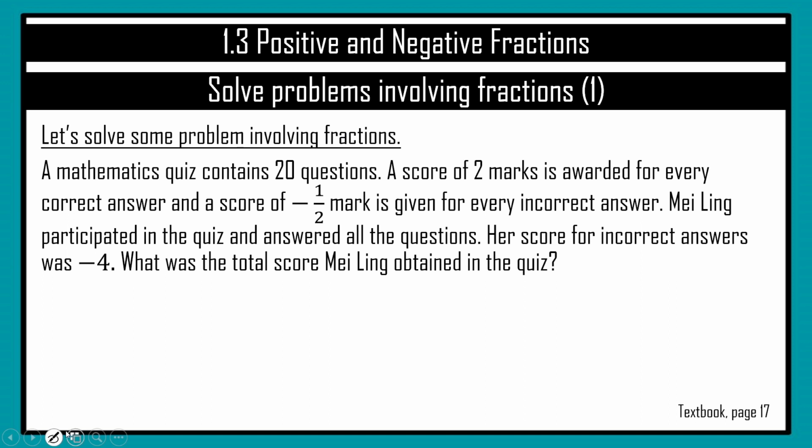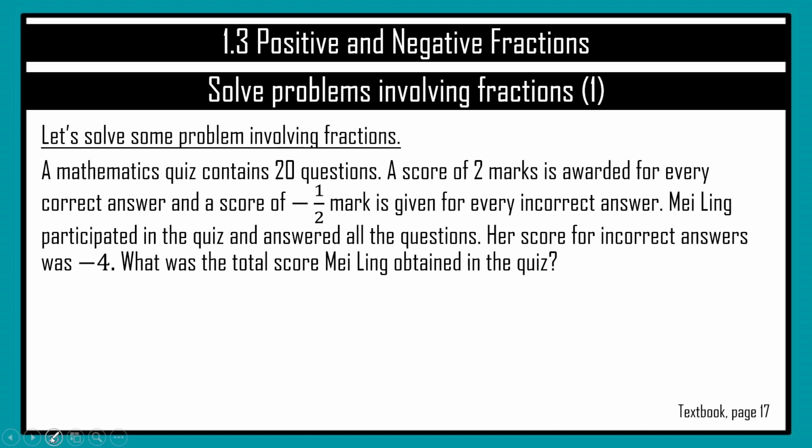A mathematics quiz contains 20 questions. A score of 2 marks is awarded for every correct answer, and a score of negative 1 over 2 mark is given for every incorrect answer. Mei Ling participated in the quiz and answered all the questions. Her score for the incorrect answer is negative 4. What was the total score Mei Ling obtained in the quiz?